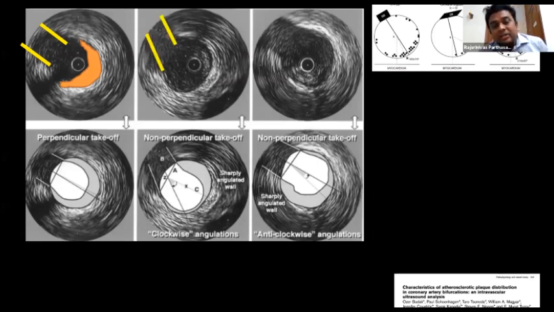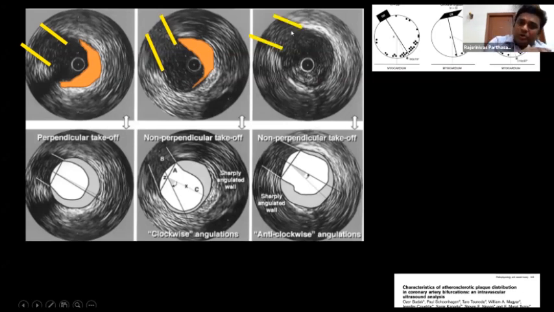But we know arteries don't just take off perpendicularly. There can be an angle to the origin of the artery. Say, in this particular instance, there is an angled takeoff and the angle is clockwise. They have found that the plaque forms along the arterial wall, in the quadrant that is towards the side that the artery is taking off. And in this particular instance where the artery is taking off in an anti-clockwise direction, they found that the plaque forms on the wall that is ipsilateral to the takeoff direction. So this gives a lot of information.